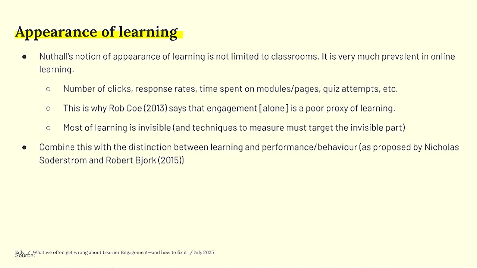According to Rob Coe, and if you're interested, read research from other scholars within the science of learning field, like Daniel Willingham from University of Virginia and Carl Hendrick, have found a very similar outcome. Rob Coe also talks about the idea that most of the learning itself is invisible, and so the techniques we need to use to measure those also have to target the invisible parts, right?